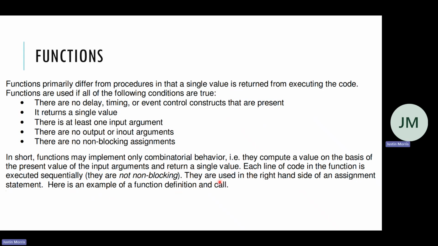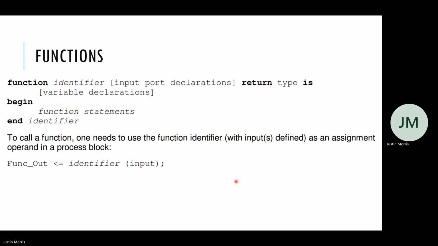And these are going to be called as functions on the right-hand side of a statement. So here's your example. You have the keyword function, your identifier, inputs, declarations, and then your return type. And then you have variable declarations if you need them. Then your function statements, and then end of the function. And this is how you call the function.